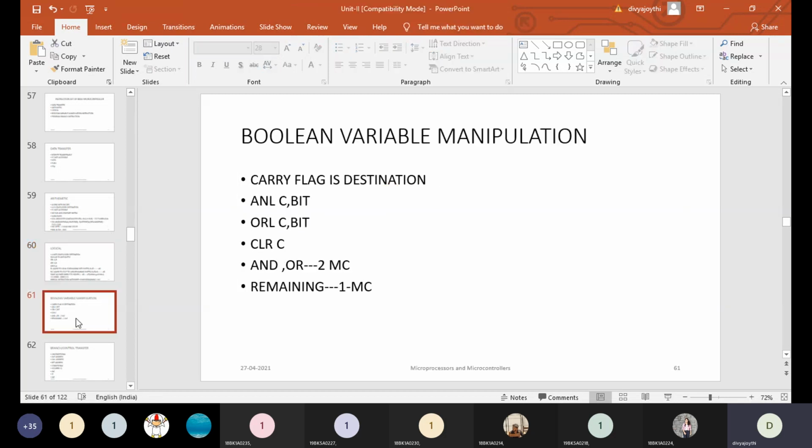The next instruction set is Boolean variable manipulation. Looking at the heading, you might wonder what it is. It's very simple. When you look at the words Boolean variable, you should understand that these instructions will deal only with bits, not complete data. Whenever you want to perform an operation bitwise, you need to make use of Boolean variable manipulation.